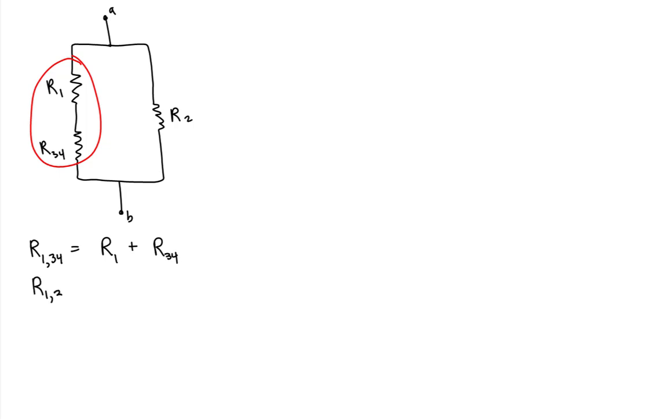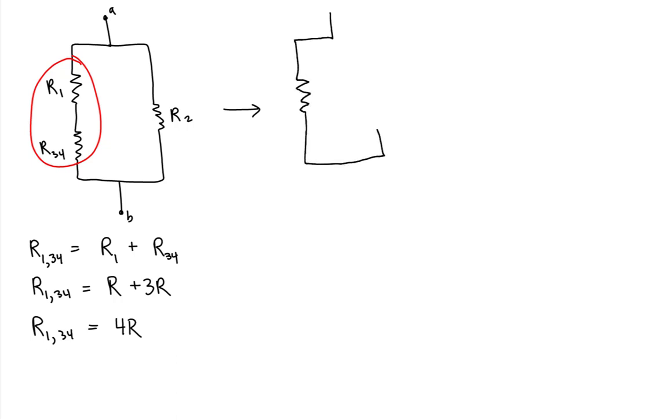Now remember, the resistance of resistor 1 we said is R. And the equivalent resistance for the parallel combination of resistors 3 and 4 we found to be equal to 3R. So this means that our new equivalent resistor combination of those two resistors in series is equal to 4R. Now we can take that equivalent combination and we should recognize that it is in parallel with resistor R2.